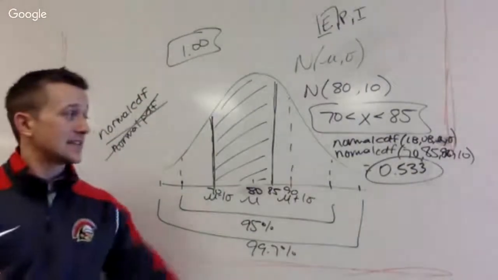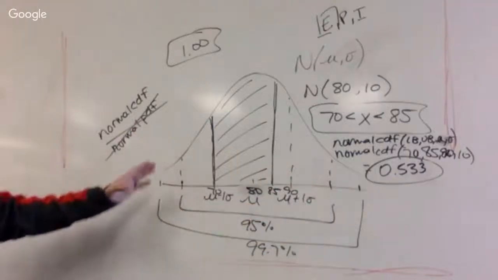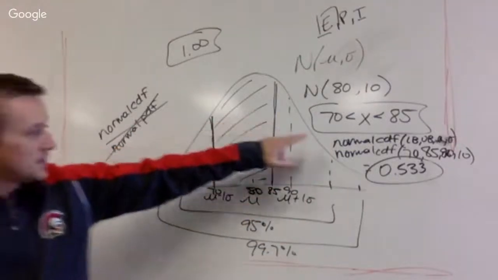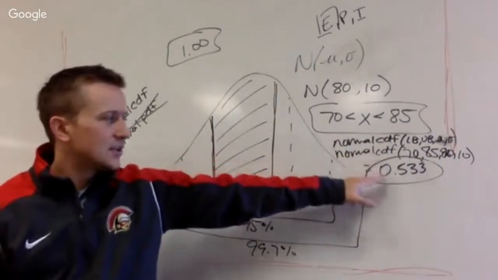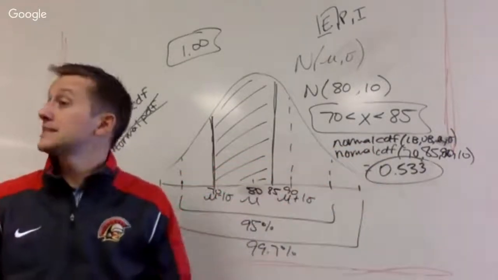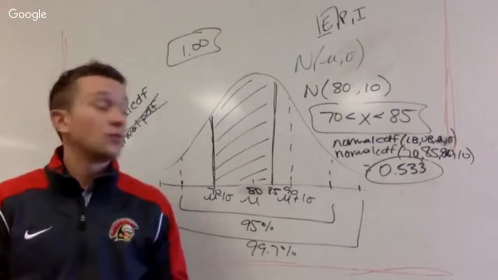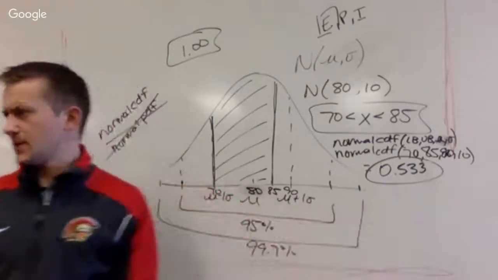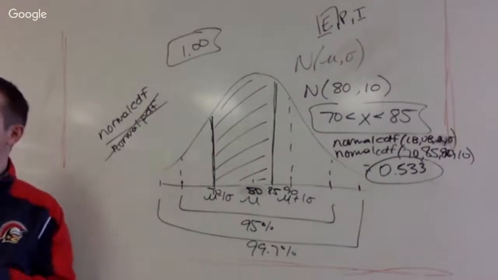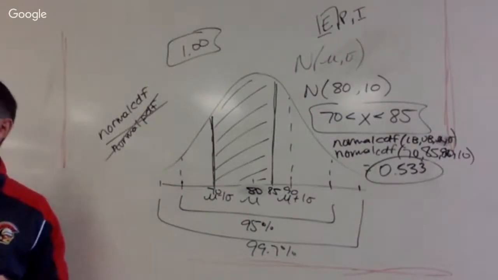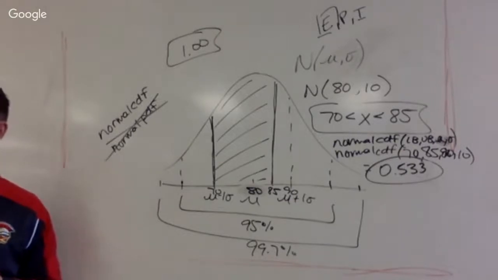Now, putting that in context, there would probably be a point for establishing normal CDF, then writing it in, putting this down, and then putting down what that actually means. So what do you think that number is talking about in this context? 53.3% of students score between 70 and 85. Correct. That's exactly right. Does that make sense there?